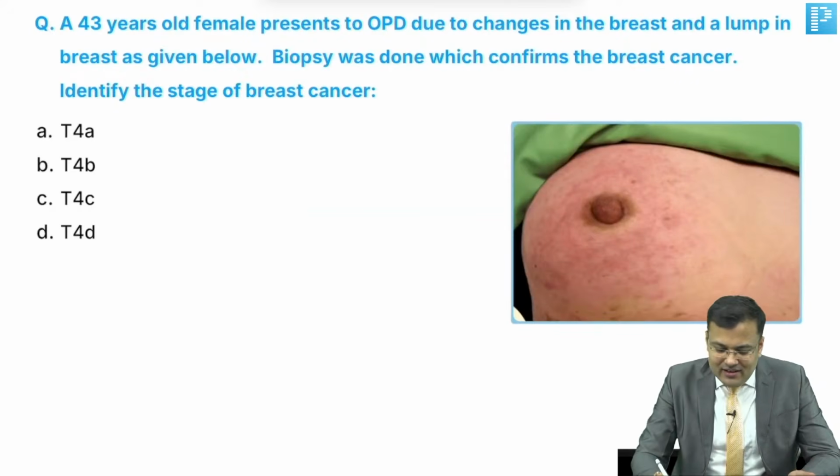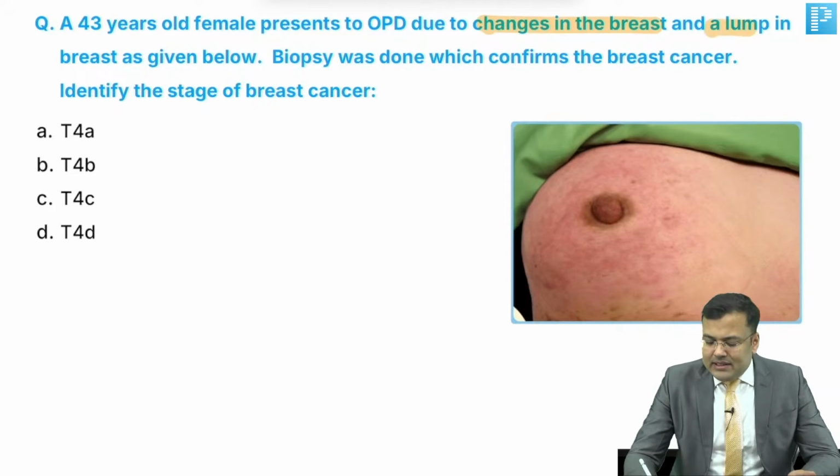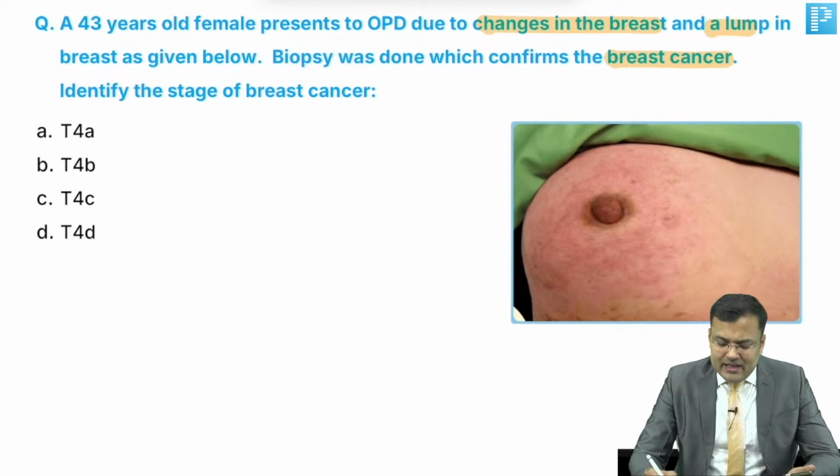First, you can see here, a 43-year-old female presents to OPD due to changes in the breast and a lump. You can see the changes in the breast and there is a lump. Biopsy was done which confirms breast cancer. So the patient is having breast cancer. Identify the stage of breast cancer. Guys, can you tell me the answer?